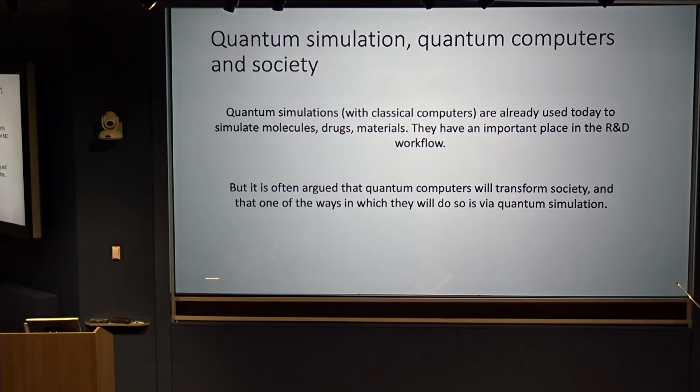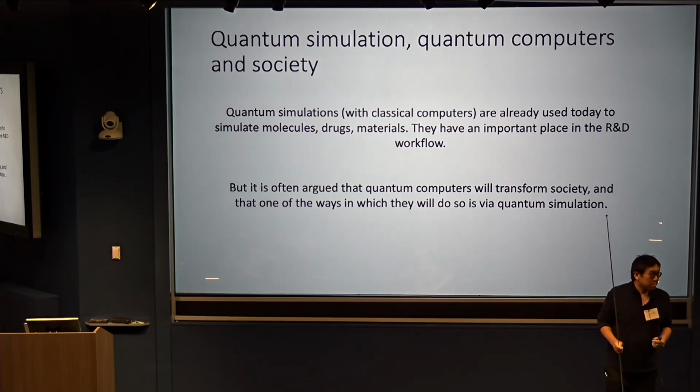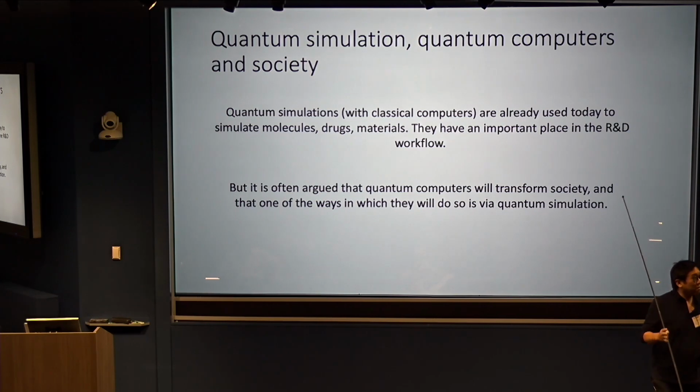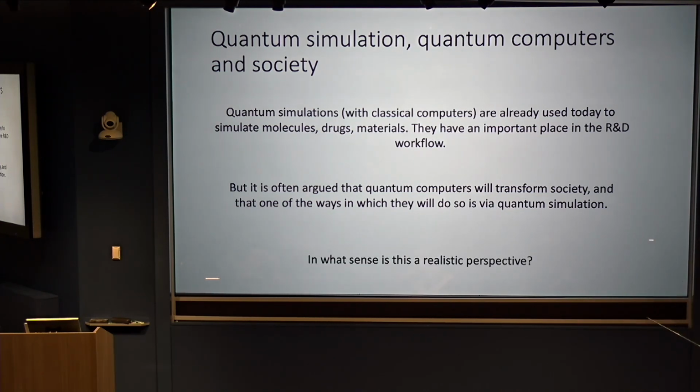But it's often argued that now that quantum computers are on the scene, they will transform society. Whatever that precisely means, they somehow have a very big impact on society. And one of the ways in which they'll transform society is that they can simulate things extremely well. And so we can ask, in what sense is this true now, and in what sense is this potentially true in the future?